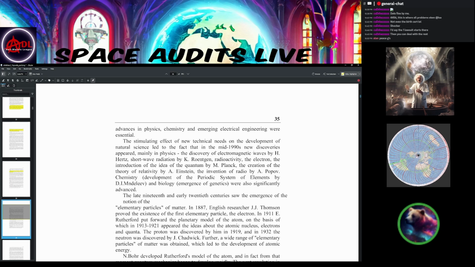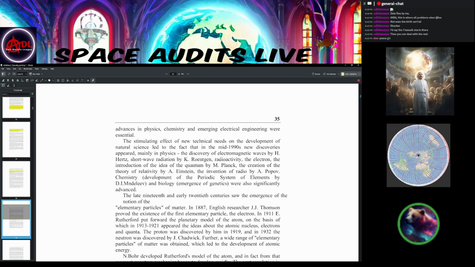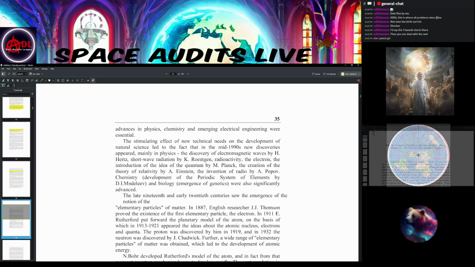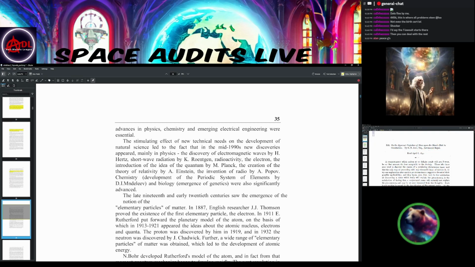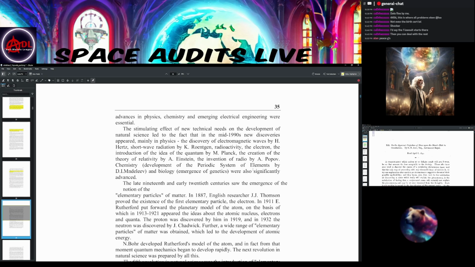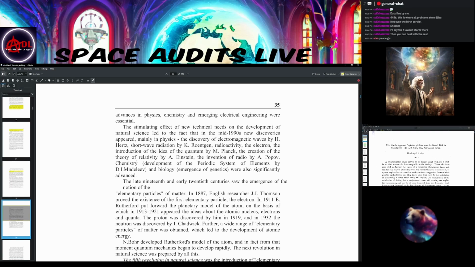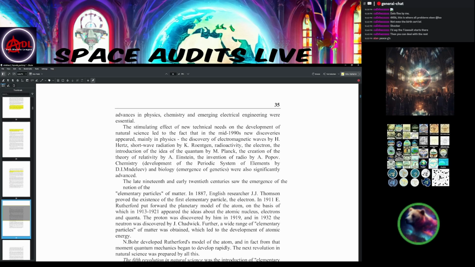The discovery of electromagnetic waves by H. Hertz, shortwave radiation by K. Roentgen, radioactivity, the electron, and the introduction to the idea of quantum by Max Planck, and the creation of the theory of relativity by Einstein, the invention of the radio by A. Popov, chemistry, the development of the periodic tables.